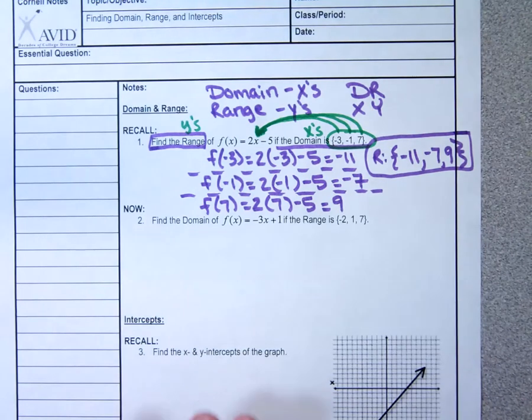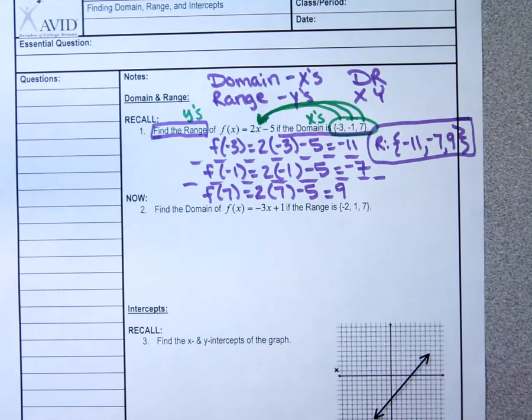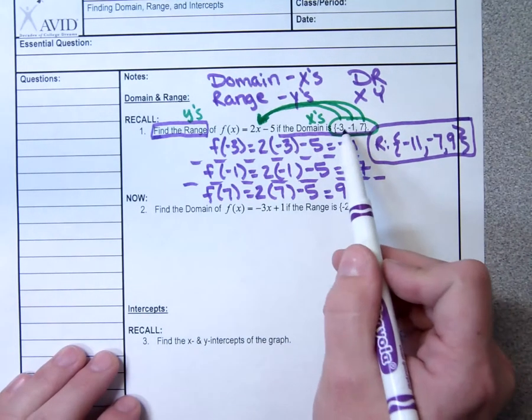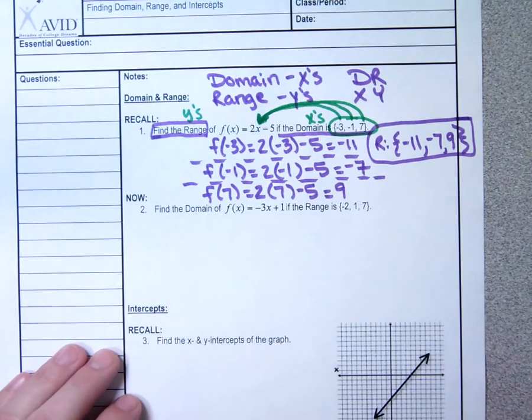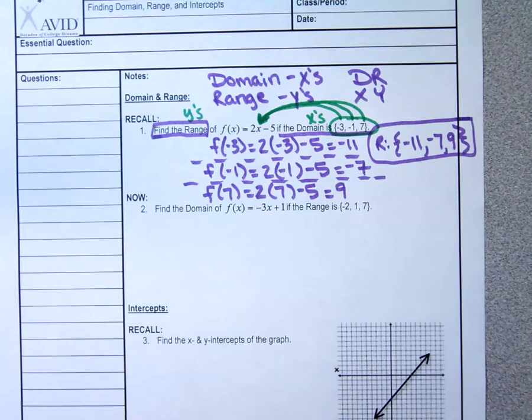Okay, so you've done a problem like this before. You just have to know your vocabulary. Domain are your x's, so you put these numbers in the x's. Range are your y's, that's what we were solving for. Now look at this next one. This one is switched around.